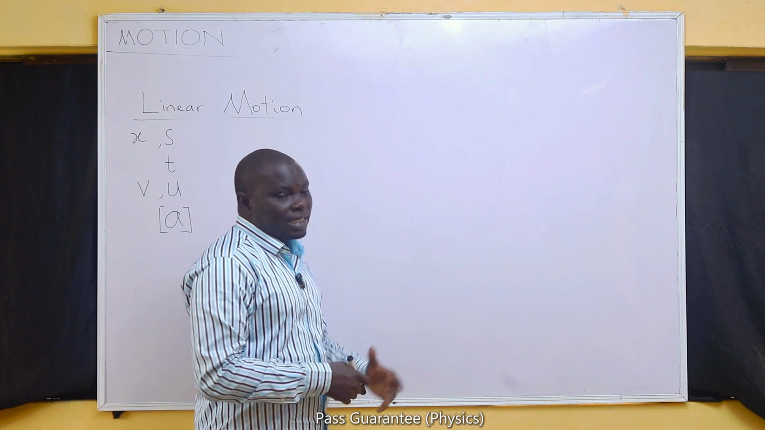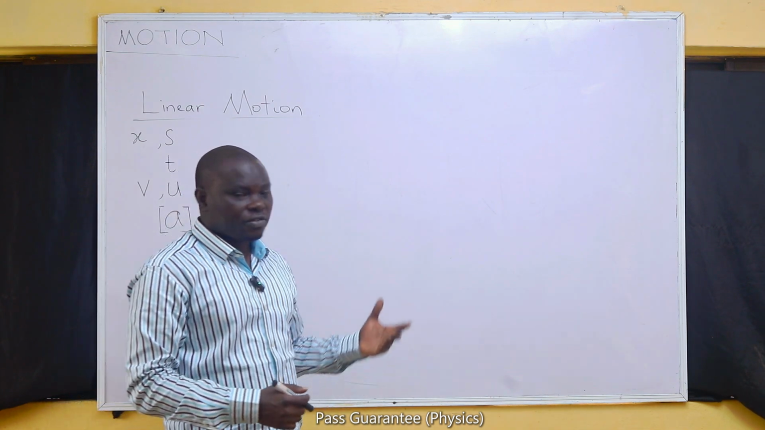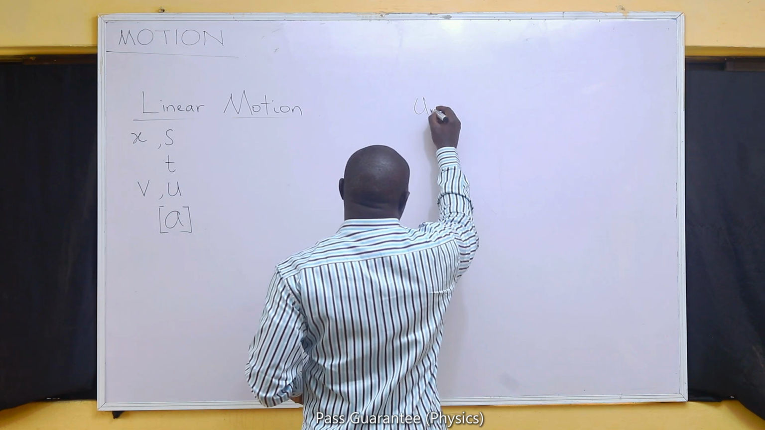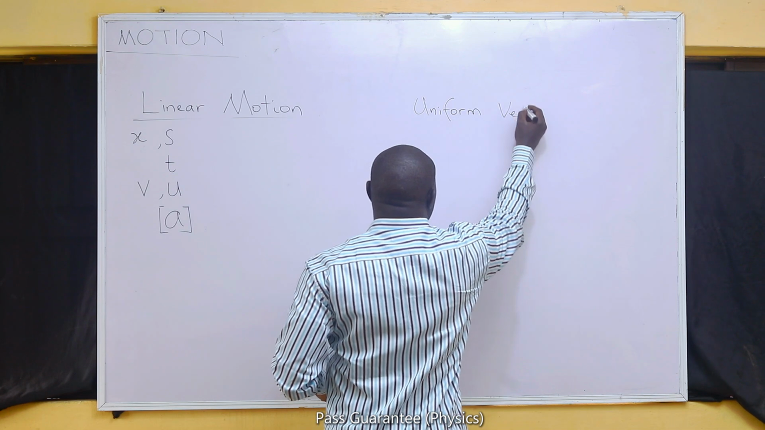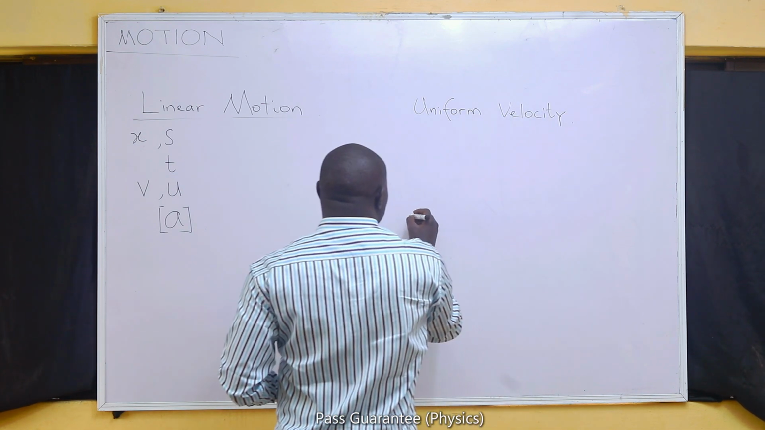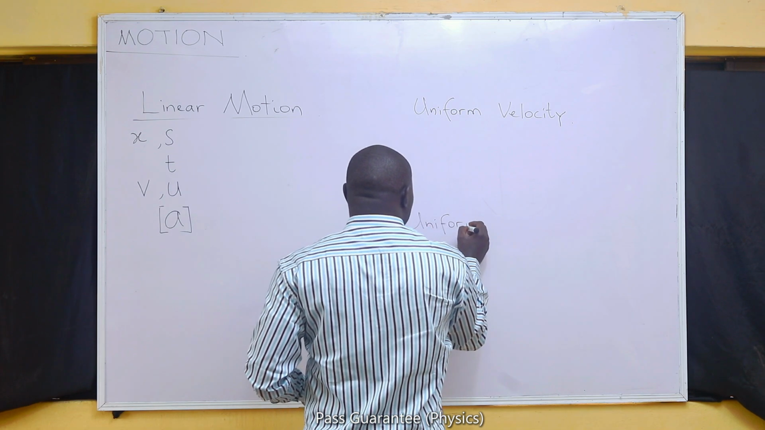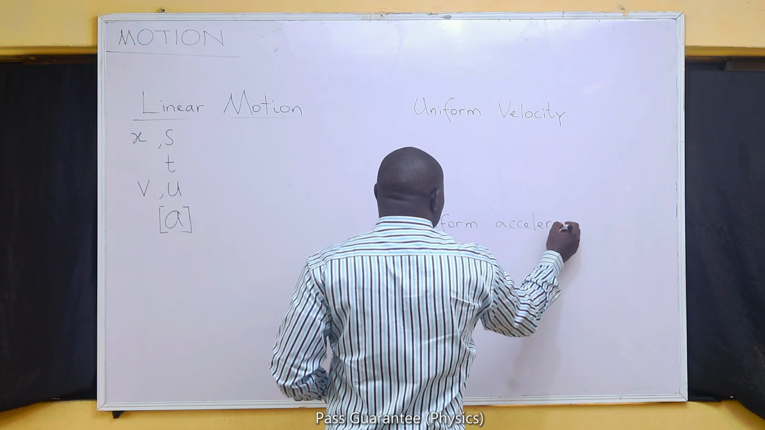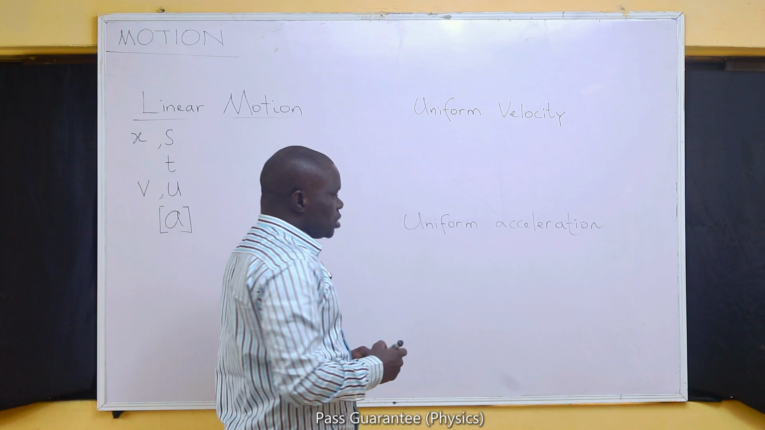Now, that said, let us try to look at the different forms of motion that we can have for linear motion. An object can decide to move with uniform velocity. And an object can also decide to move with uniform acceleration. So if these are possible, the opposite is also possible.